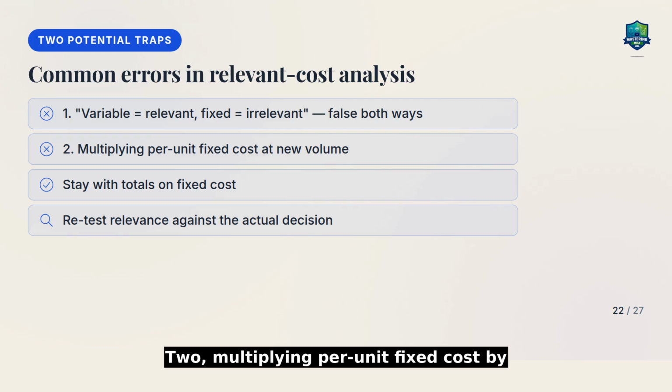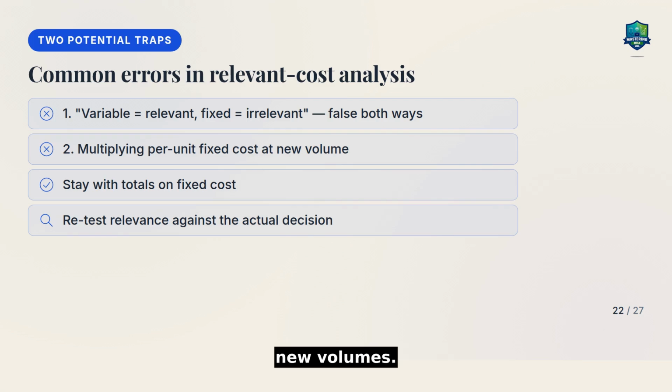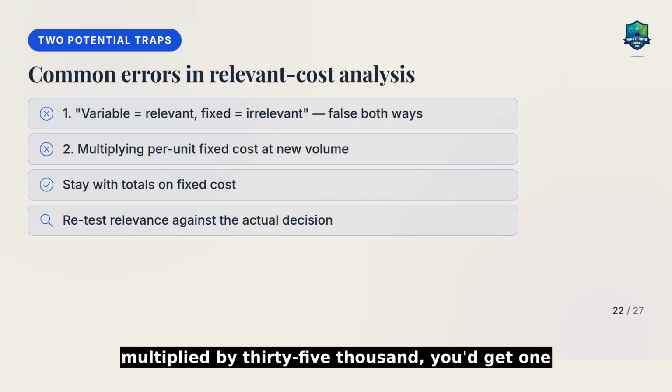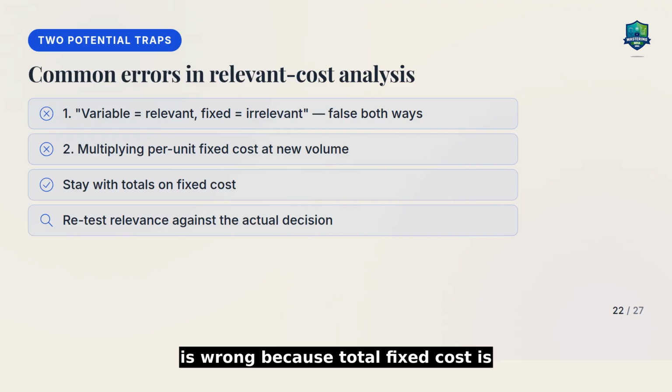Two: multiplying per unit fixed cost by new volumes. If you took $4.50 per unit and multiplied by 35,000, you'd get $157,500, which is wrong because total fixed cost is still $135,000. Stay with totals, not per unit, on fixed costs.